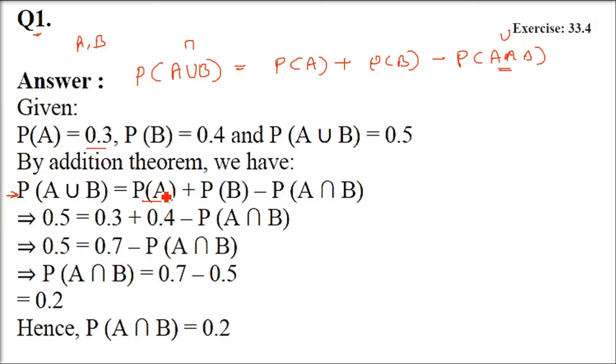So P(A) put 0.3, P(B) put 0.4, and P(A union B) is also given, put 0.5. Then P(A intersection B) is 0.7 minus 0.5, which is going to be 0.2.